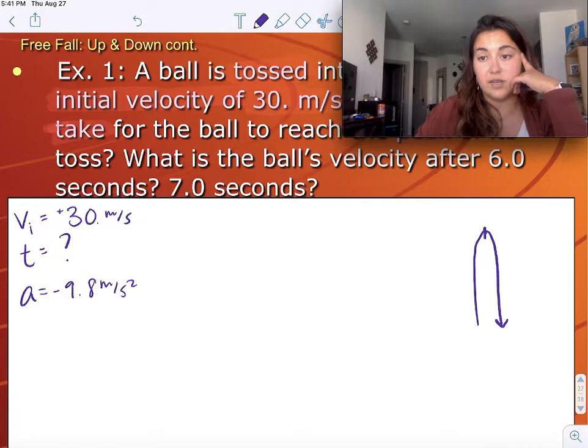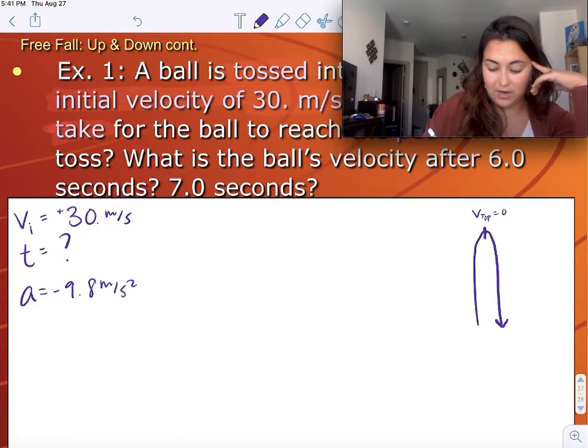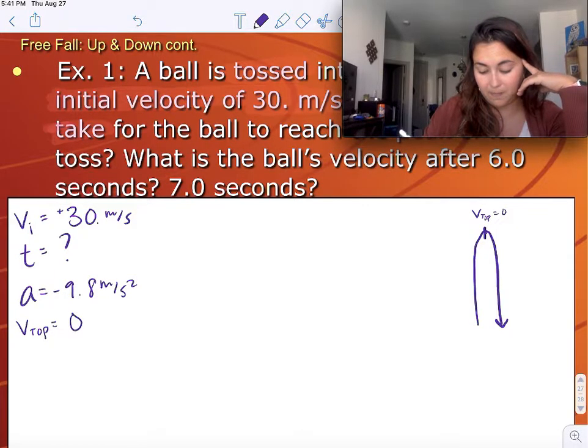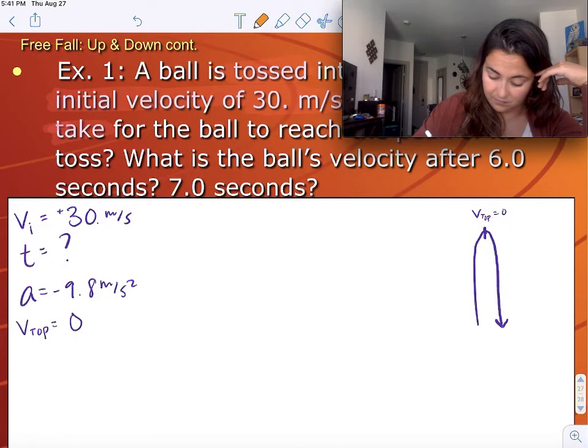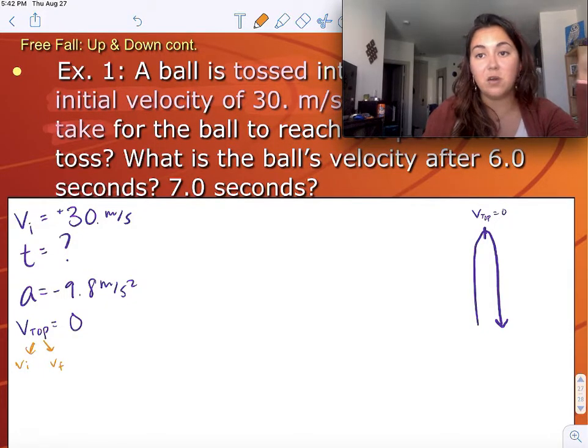I know the velocity at the very top of an object moving in a parabola. I call it the velocity at the top, and it is 0. I always love to write it down like this, okay? Velocity at the top can be plugged in for either initial velocity or final velocity, based on what you know about the problem and what you need.